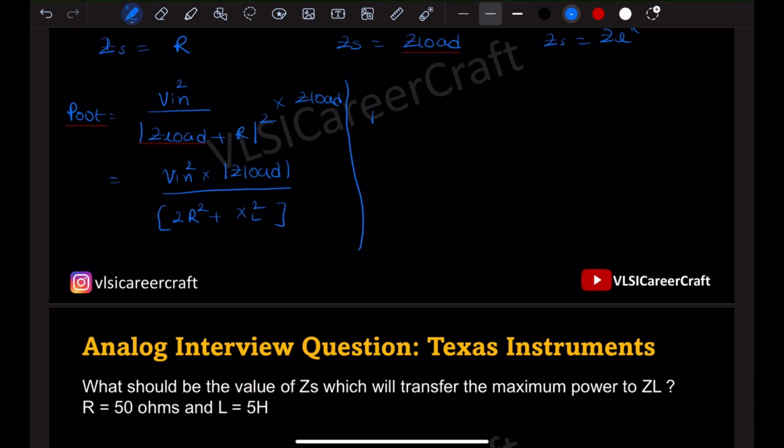For case 2, ZS is equal to Z load. So for this case, P out is straightforward: V in square by ZL plus Z load, which is 2 Z load, modulus of 2 Z load whole square, into Z load, which is equal to V in square by 4 into Z load modulus.